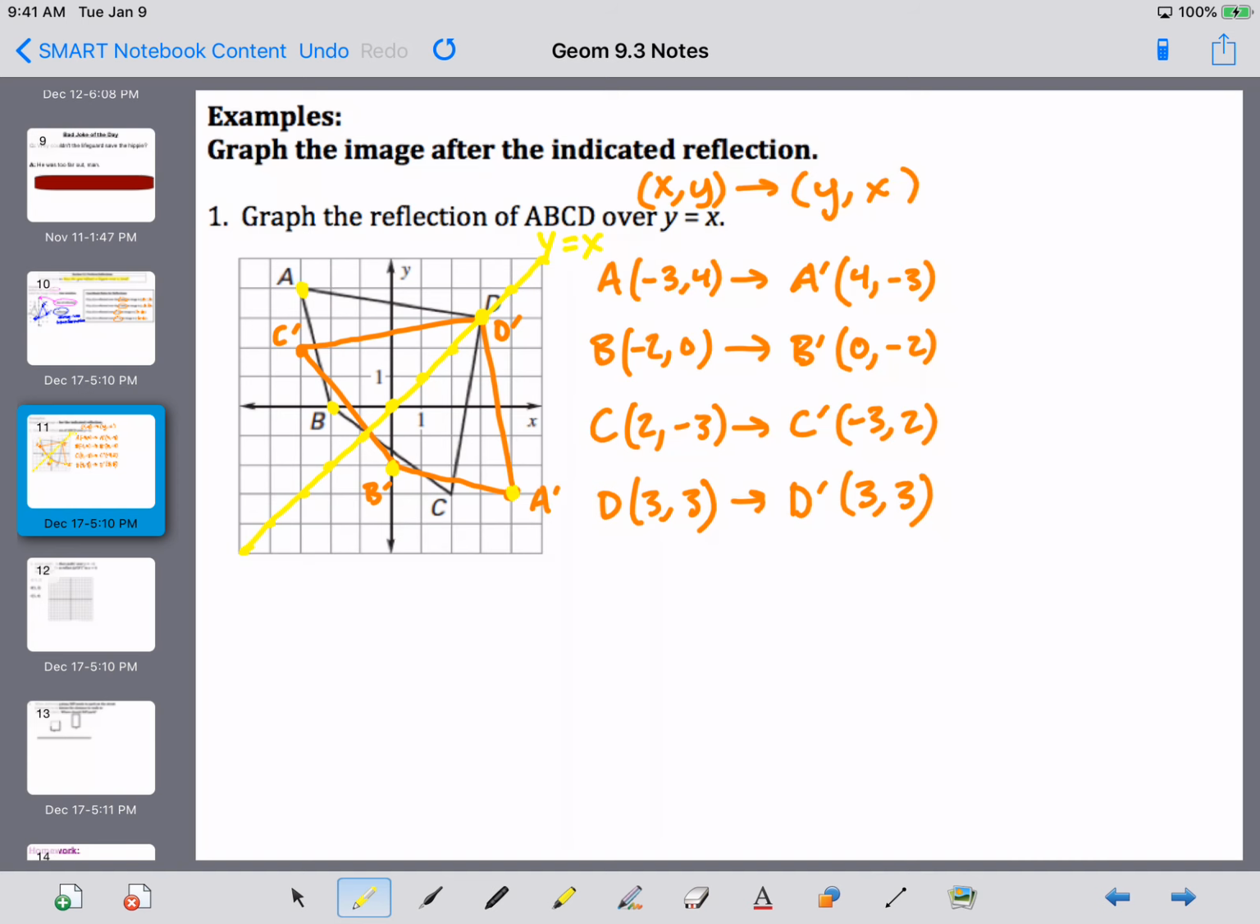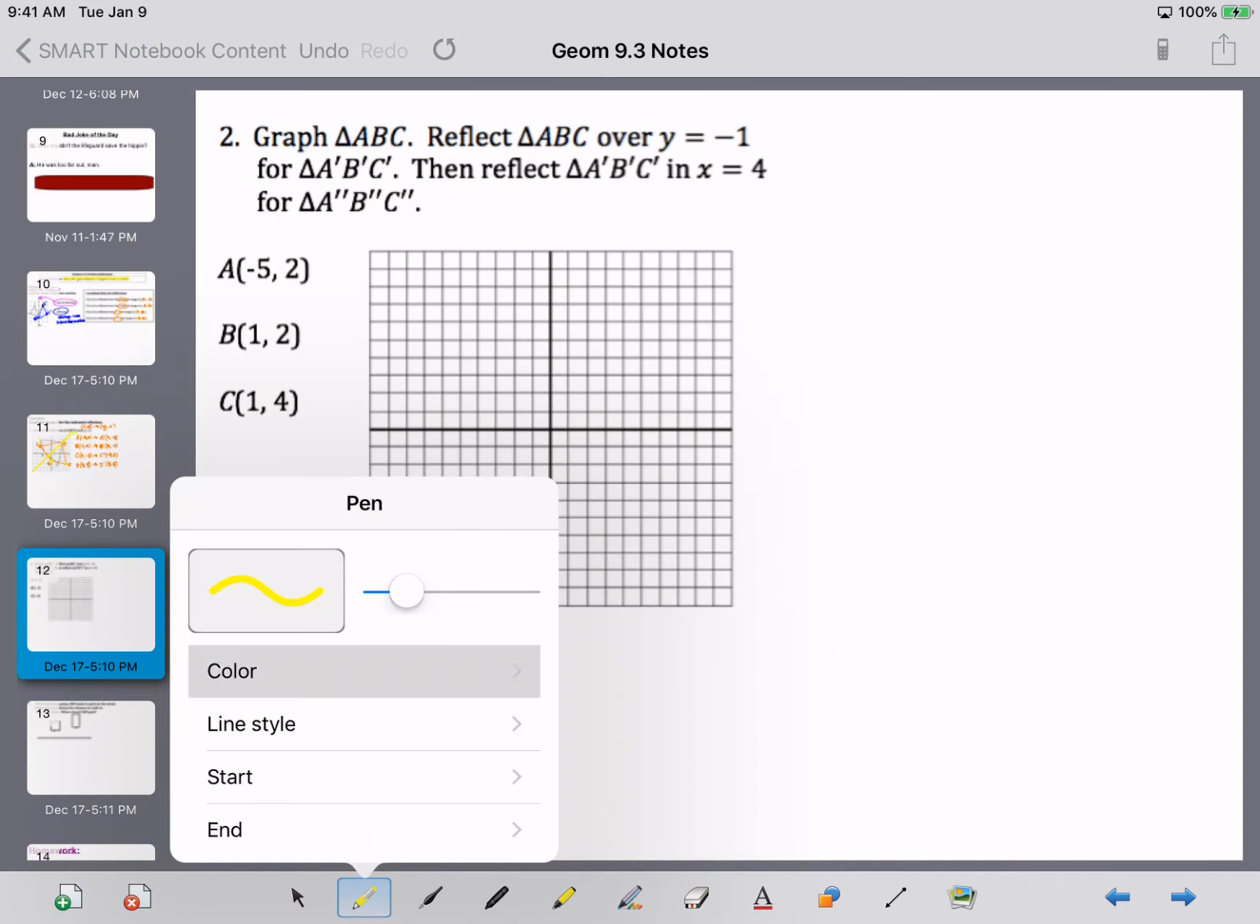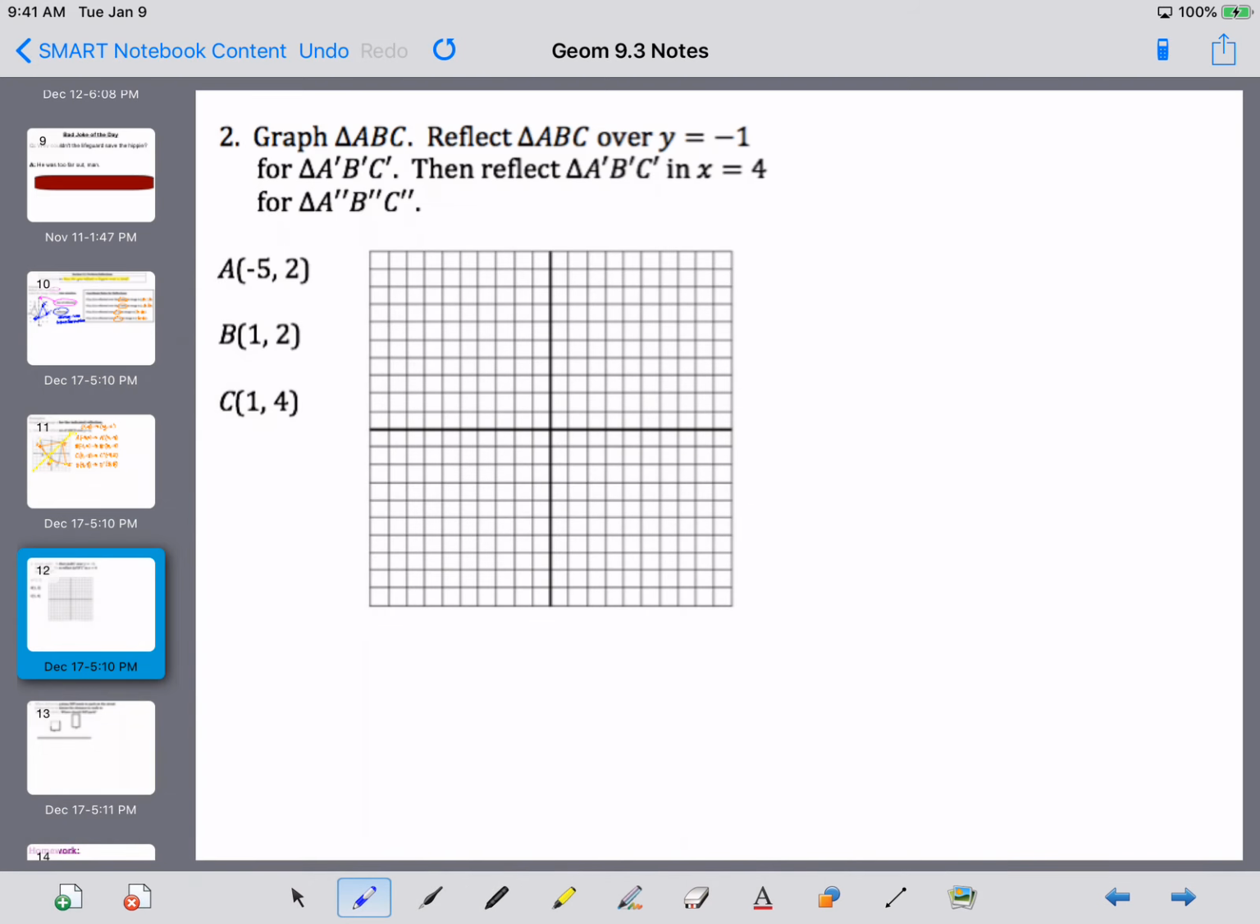All right, let's look at example 2. So here they say graph triangle ABC. All right, let's start with that. So graph ABC. A is at negative 1, 2, 3, 4, 5, and then up 2. So there is point A. B is over 1, up 2. And C is over 1, up 4. So we've got this right triangle here, triangle ABC.